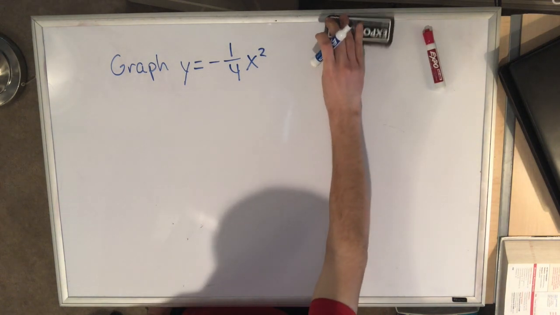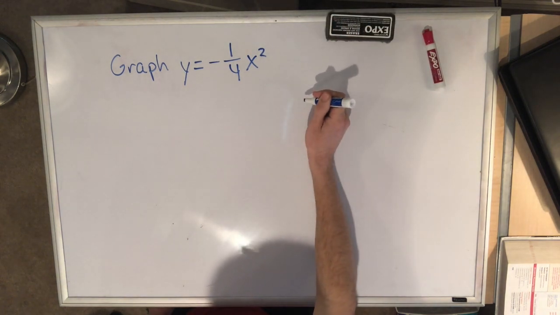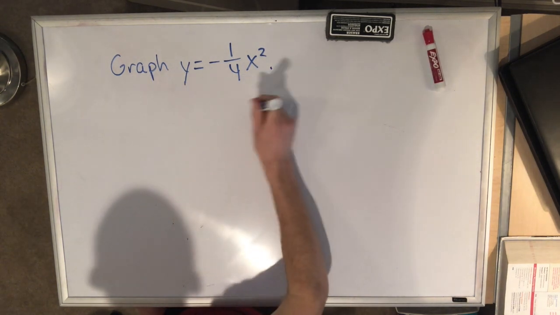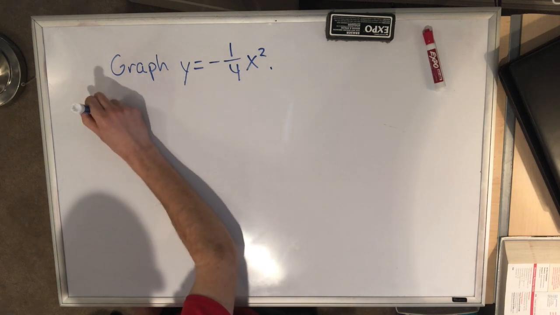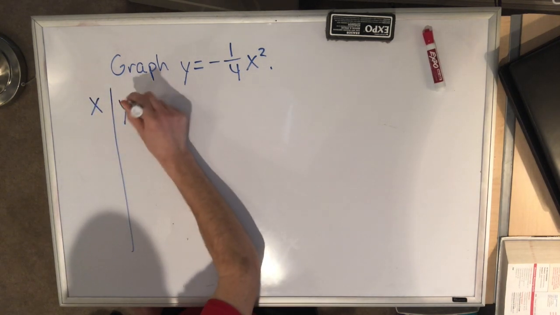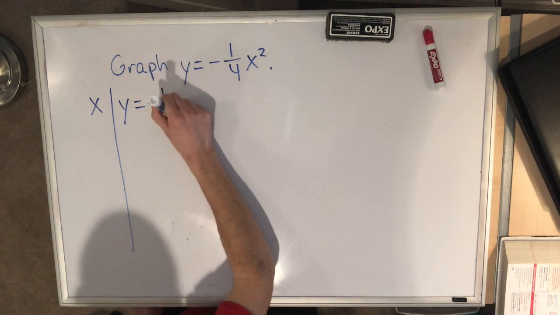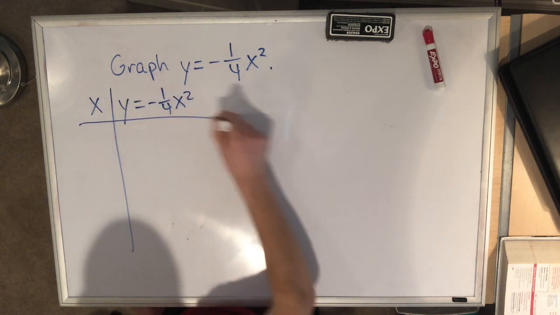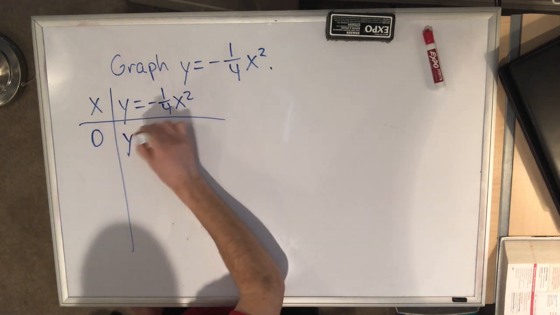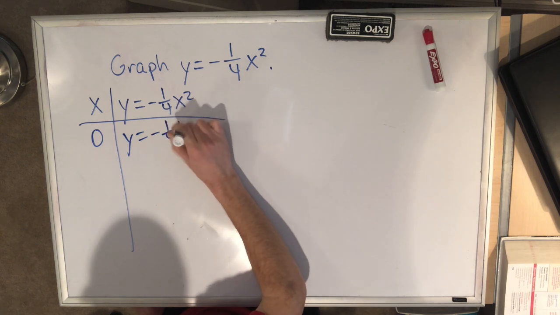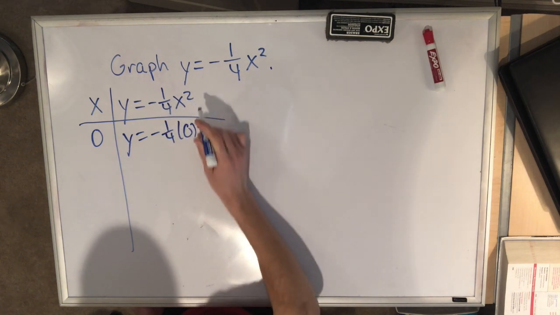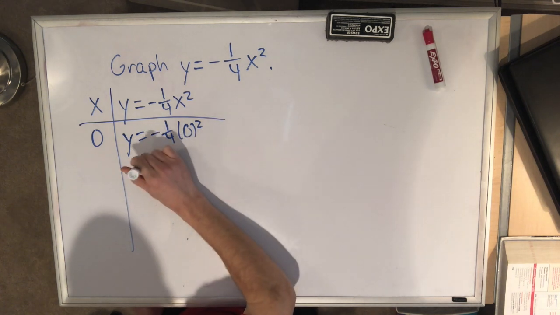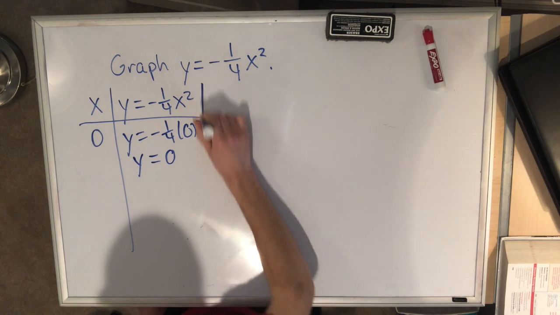And we're going to compare the graph with the graph of y equals x squared. Let's make a table of values to substitute in for x. Let's first substitute in the most convenient number for x, 0. That'll give us y equals -1/4 times 0 squared. 0 squared, 0 times 0 is 0, -1/4 times 0 is 0, which gives us the point 0, 0.